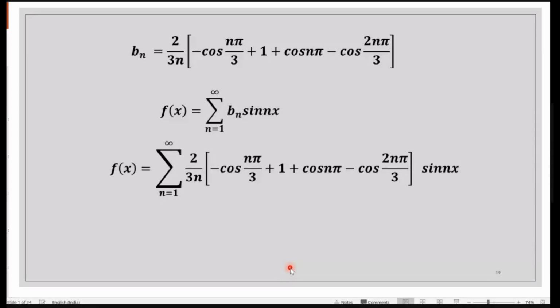Now, suppose we put n equal to 1. If we put n as 1 everywhere, what answer do we get? The book has given a different form, the series form. If we are asked to prove that, then with n equal to 1, what will be the first term? Put n as 1 everywhere: sin x, 2 by 3, minus cos pi by 3 plus 1 plus cos pi minus cos 2 pi by 3. Just tell me what will be the value of the function when n is equal to 1.